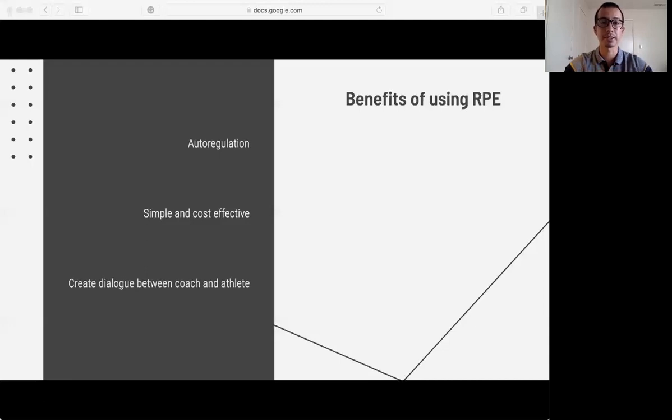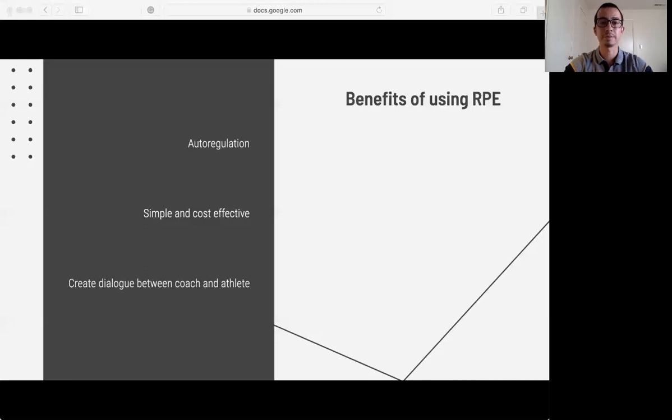Now, some of the benefits, we have the auto regulation, again, adjusting the session based on the RPE that they give us. So if it's feeling too easy for them, we can bump up that intensity or vice versa. It is simple and cost effective. Again, if they're already using their phones or filling things out on tablets, then they can just input their RPE on that tablet.